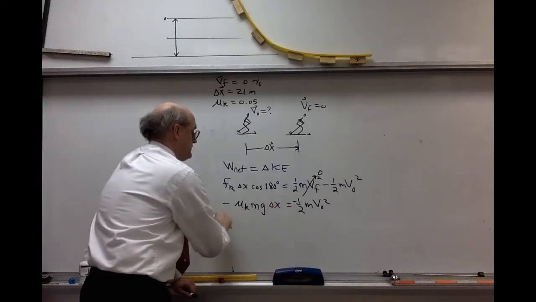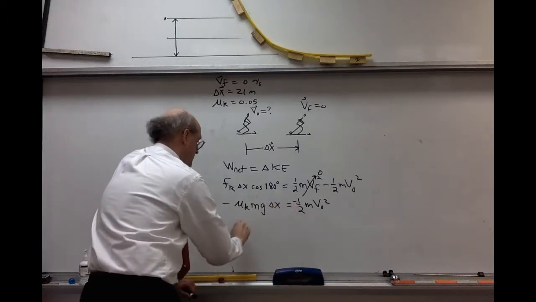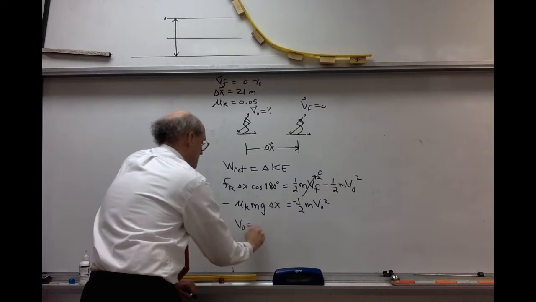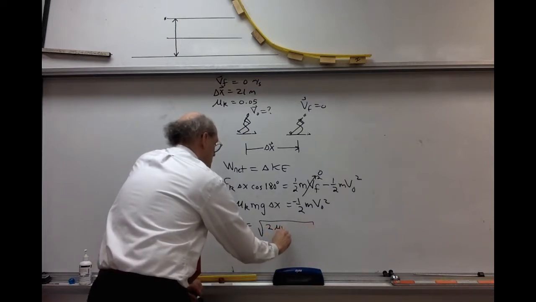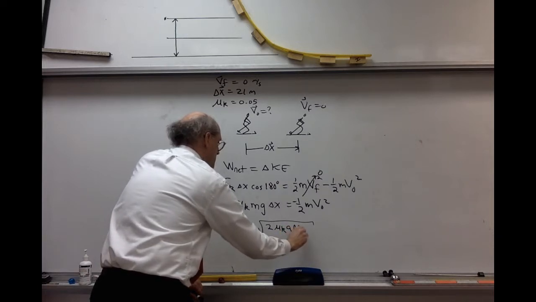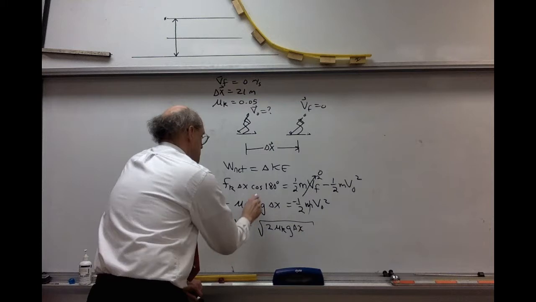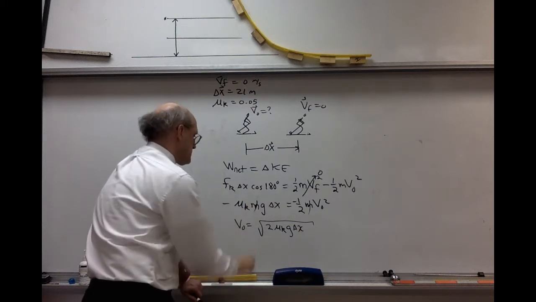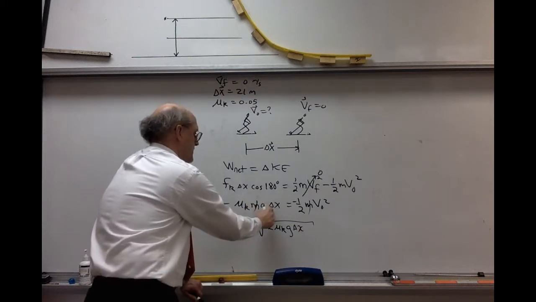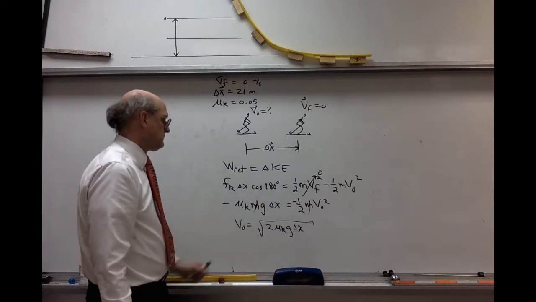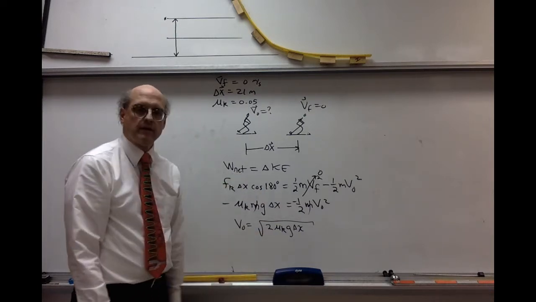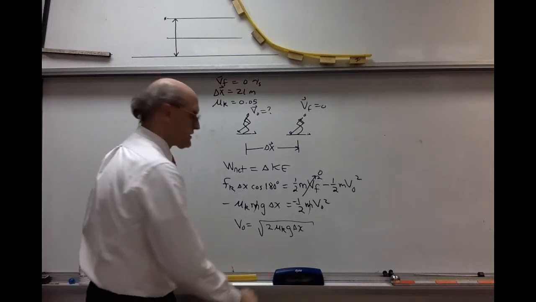So now we have a negative on both sides. So solving for VO, we get the square root of 2 mu k g delta x. That's because the m's cancel. So we have mu k delta x multiplied by 2 multiplied by g, take the square root of that, and we got the speed of the skier.